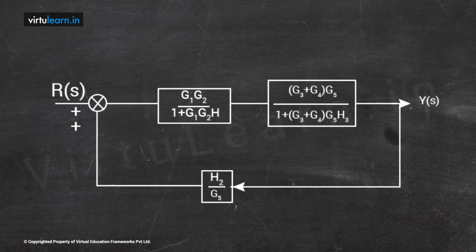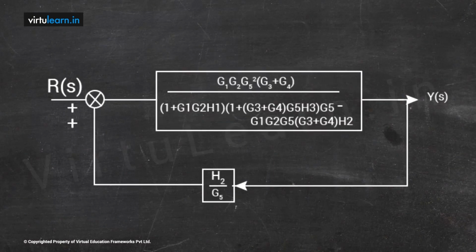If you use the formula, you will get a big equation which is nothing but my transfer function: G1 G2 G5 into G3 plus G4 divided by 1 plus G1 G2 H1 into 1 plus, again, it is G3 plus G4 into G5 H3. So this is my overall transfer function of the system. And once you have this transfer function, then you can do your analysis and you can do any kind of design for the system.